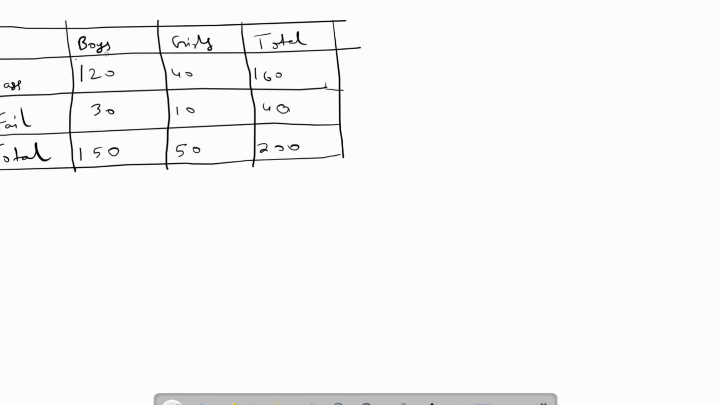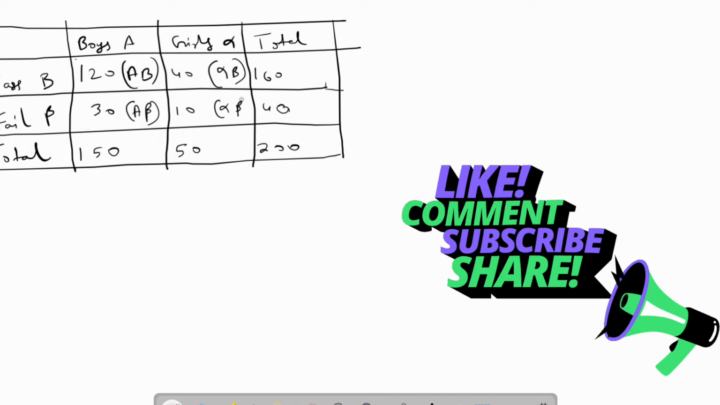Suppose boys is A and girls is alpha. Pass is B and fail is beta. Now boys who have passed, their number is 120. So that is AB. Next, girls who have passed, that is alpha B. Similarly, boys who have failed, it is A beta. And girls who have failed, it is alpha beta.